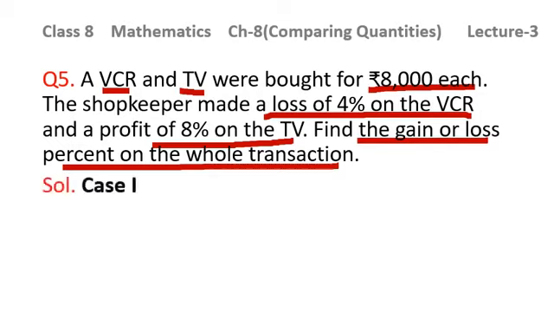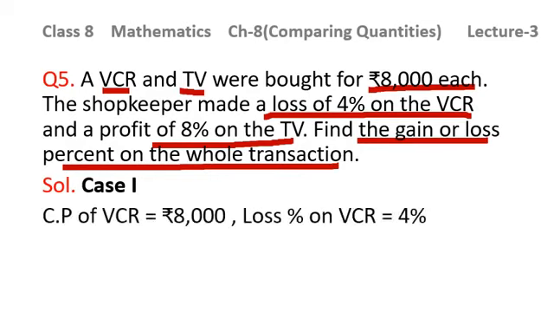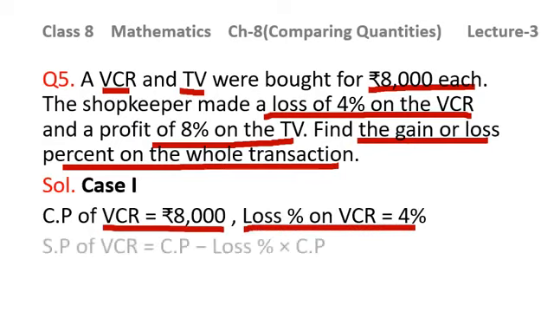Let us see. I have divided this question into two cases, as there are two articles or two products which have been purchased by that person. So case 1, I have taken here VCR. So CP of VCR is rupees 8000. On the VCR he is incurring a loss of 4%. So loss percent on the VCR is 4%. SP of VCR is equal to CP minus loss percent of CP.